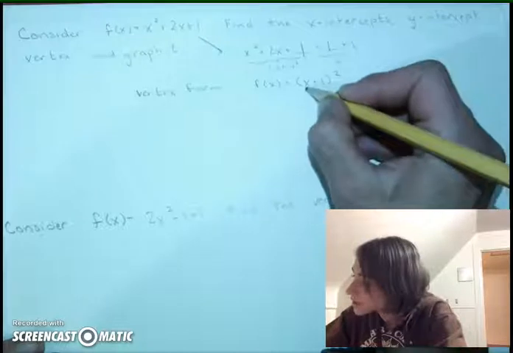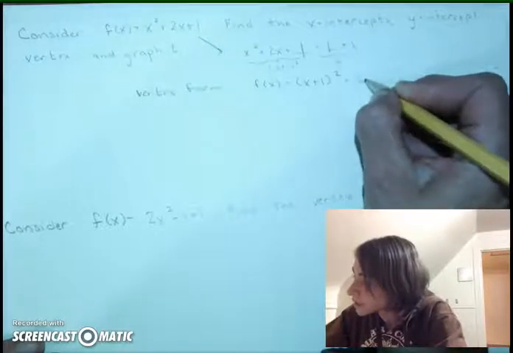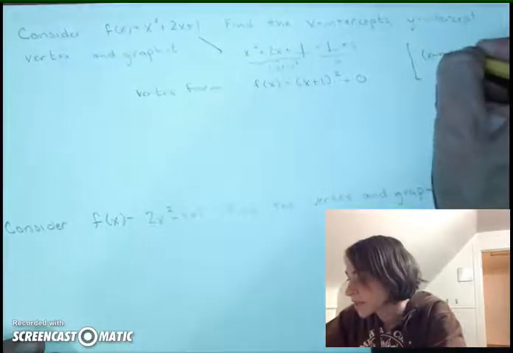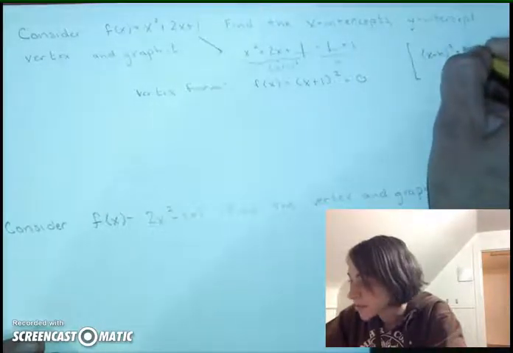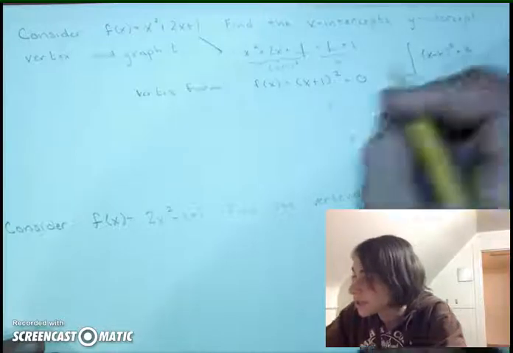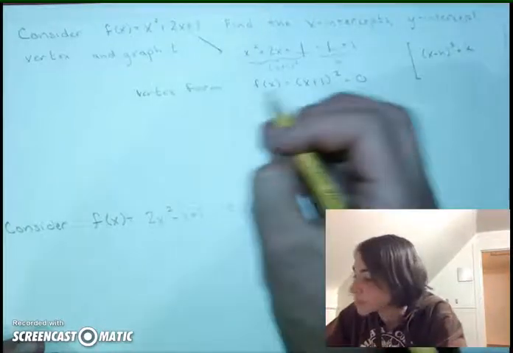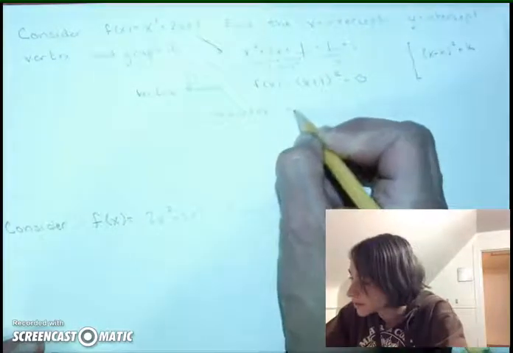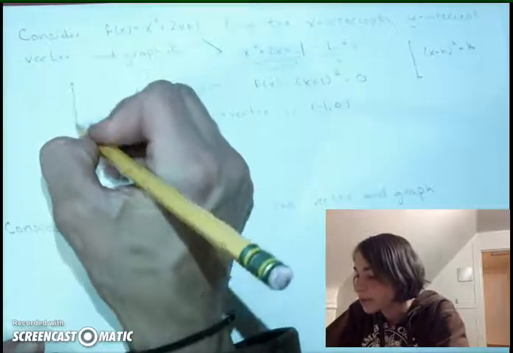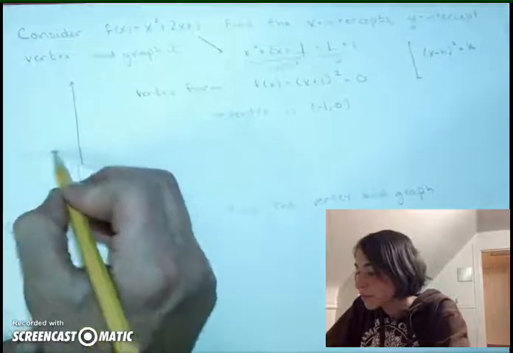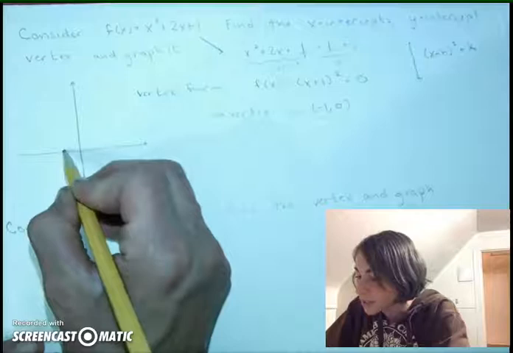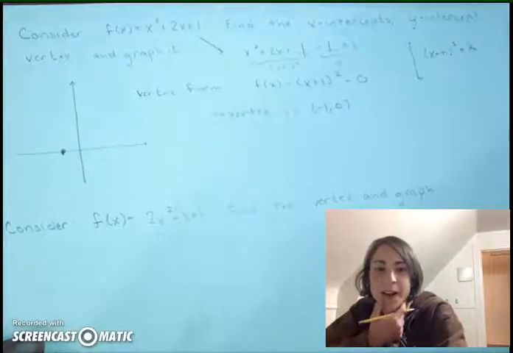So what does this tell us? It's x plus 1 quantity squared plus 0. Remember that the vertex form was x minus h squared plus k, and the vertex was (h, k). So here our vertex is (negative 1, 0). This helps us when we're trying to figure out the graph because we already know a few things. Now we have a point that's definitely on our graph. (Negative 1, 0) is on the graph.